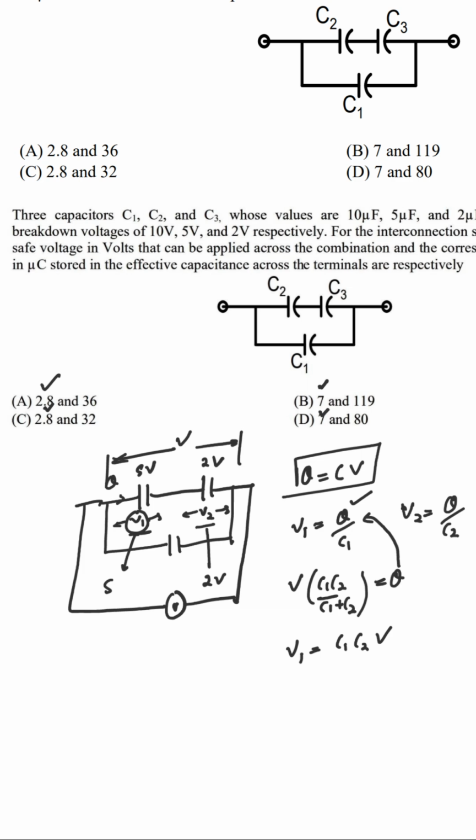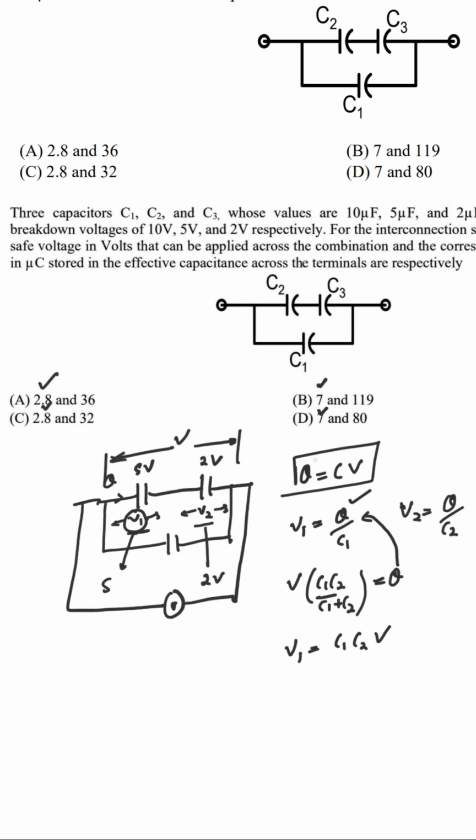And once you have the voltage, you can find out the corresponding charge through the combination. Okay, in order to combine the capacitors, you need to do the series combination, and the series combination with the parallel combination. So try to do it and post your answers in the comment box.